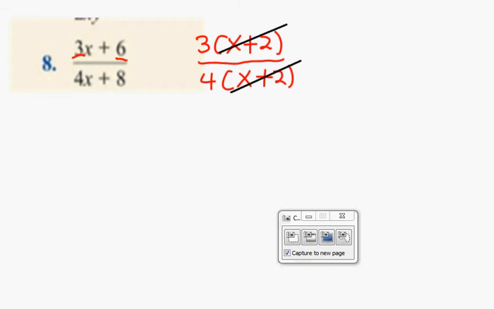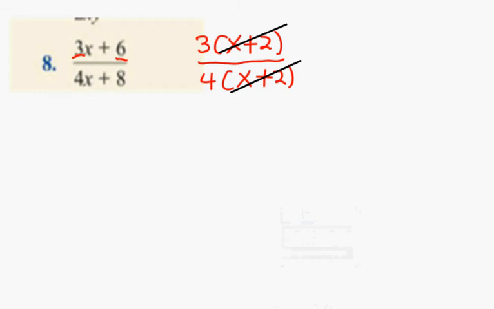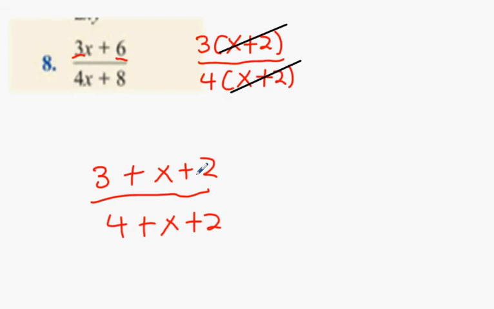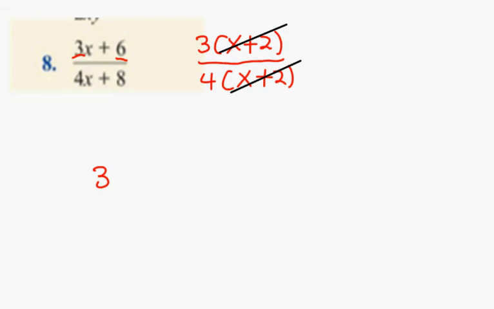However, in a different situation, where let's say I had 3 plus x plus 2 and I had 4 plus x plus 2, these x plus 2's are being added, not multiplied, therefore crossing them off would not be allowed. Everybody got that? It has to be multiplied top and bottom. Okay, so that's question 8. Let me make a note of that, question 8.